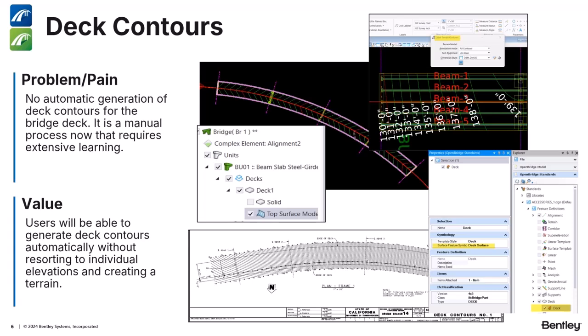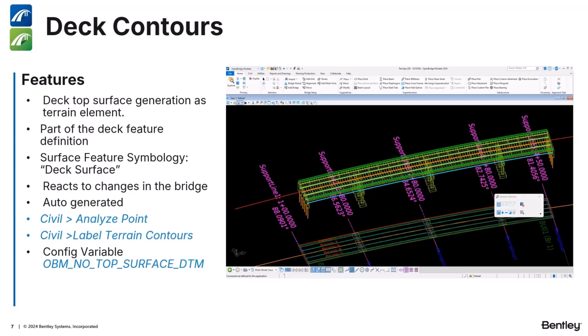So now the terrain is created automatically. So it's a terrain element, right? As soon as you create the deck, and of course using the elevation, the alignment, the profile elevation, and the deck slope, it will just create a terrain element. So it's part of the deck feature. So yes, you have it automatically, and it creates a deck surface. So you can use all the other points. It's just a regular terrain, and it's generated automatically.